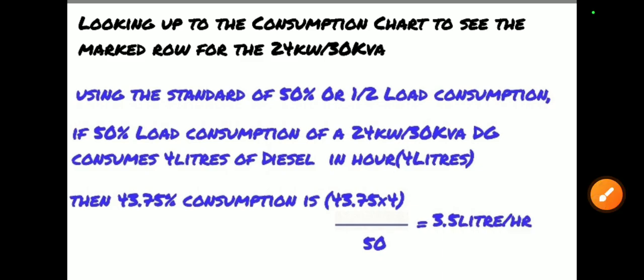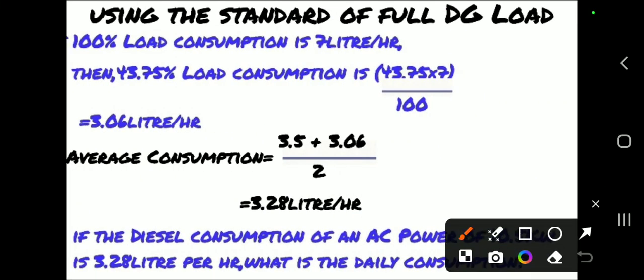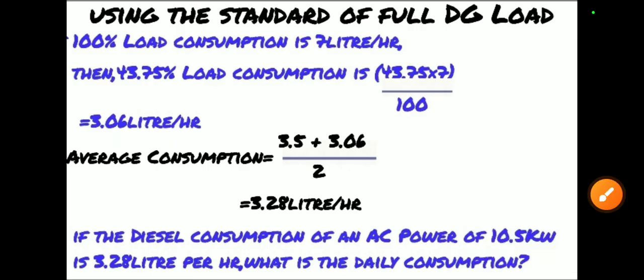To clear out this conflict, we'll have to take an average of these two values. So we add them by saying 3.5 plus 3.06 divided by 2. We have an average value of 3.28 liters per hour. So with this average value, we say that the AC consumption of 10.5 kilowatts, which is the AC consumption of the telecom equipment, is 3.28 liters per hour.